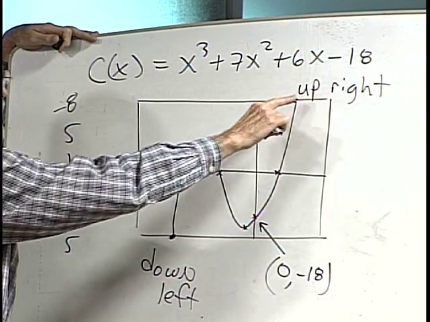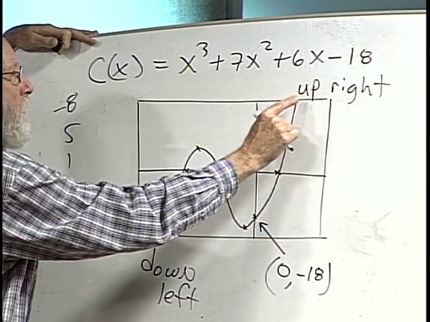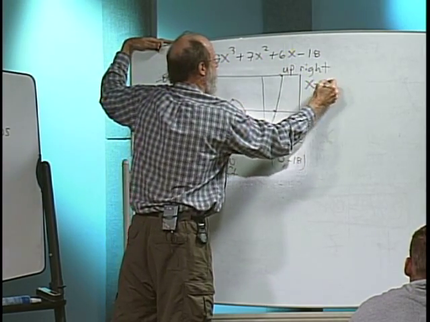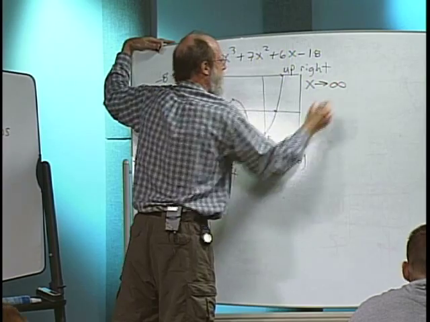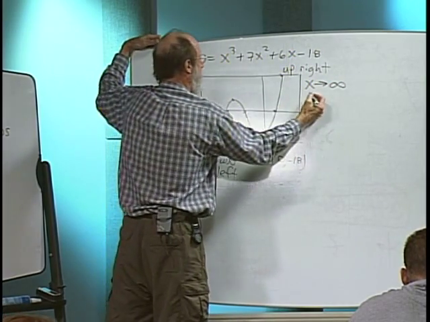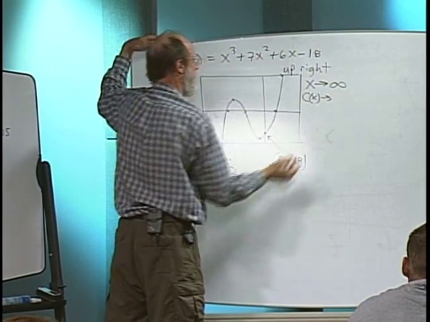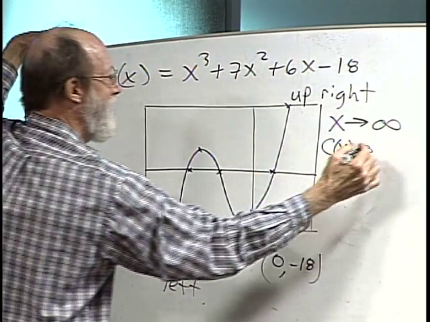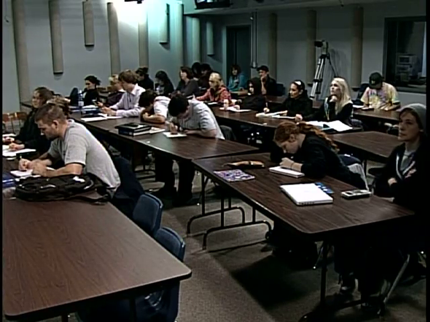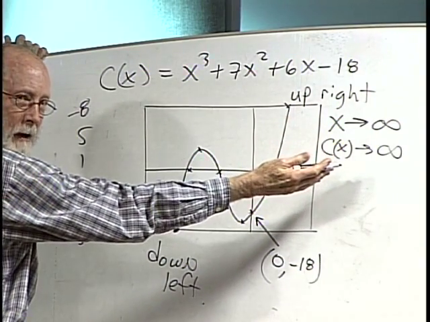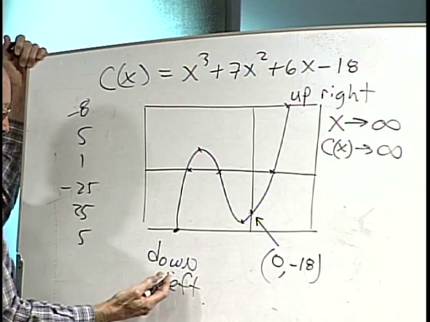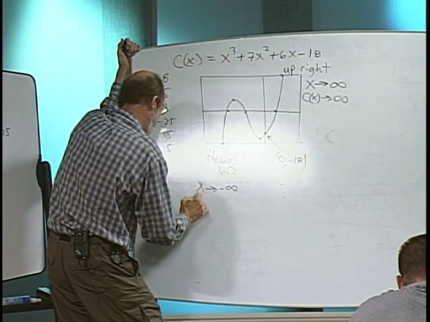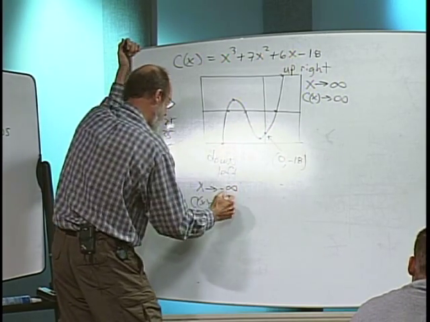What's a more formal way, instead of being so casual about this, what's a more formal way of indicating up? If x approaches infinity, if you're going out to the right, in other words, what's happening to c of x? It's going up, isn't it? It's also heading towards infinity. So this is a little fancier way of the mathematics to describe that end behavior. Over here, as x approaches negative infinity, heading off to the left, you can see on this picture that the c of x values are approaching negative infinity.